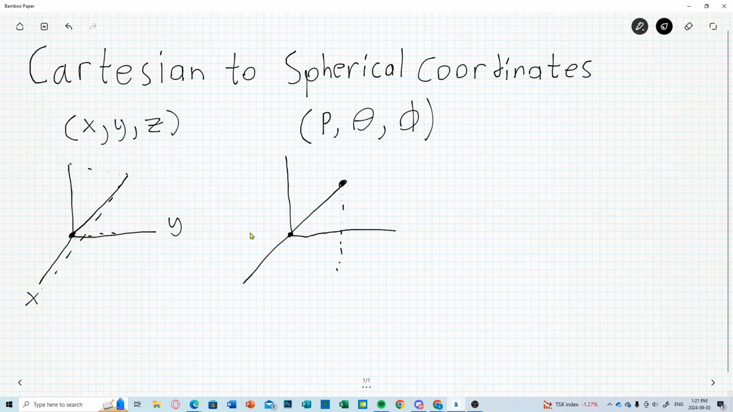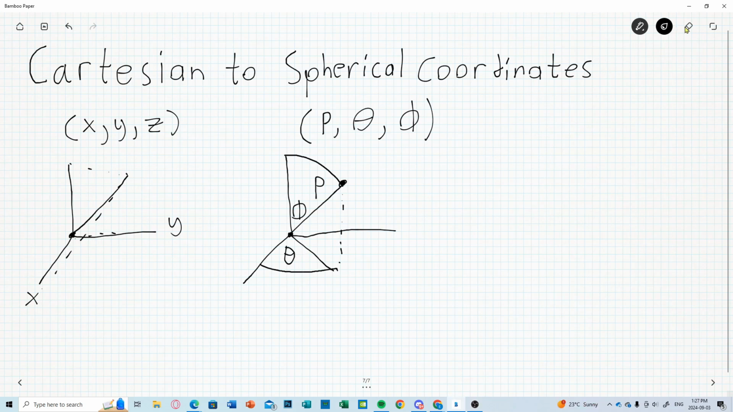Our theta is going to be the angle in the xy plane from the positive x-axis, so it's going to be this angle right here. That's going to be our theta. I'll draw this as a rho. And then we have our phi, which is the polar angle from the positive z-axis. So it's going to be the angle from the z-axis to the point.